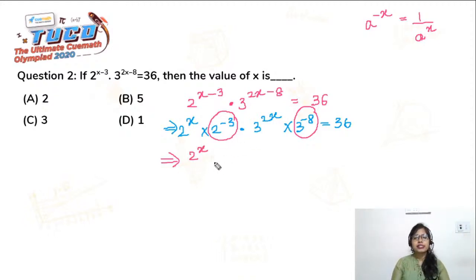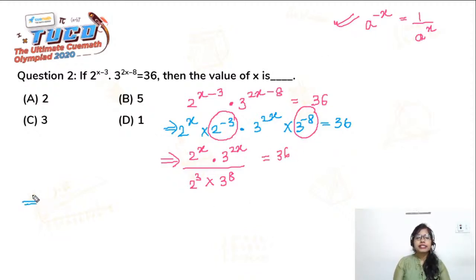So 2 to the power of x times 3 to the power of 2x, divided by, since these two have negative powers, they go in reciprocal and turn out to be positive using this law of exponent, which is equal to 36. From here, what can we say? We can say that 2 to the power of x times 3 to the power of 2x is going to give us, taking this denominator to the other side, 36 times 2 to the power of 3 times 3 to the power of 8.